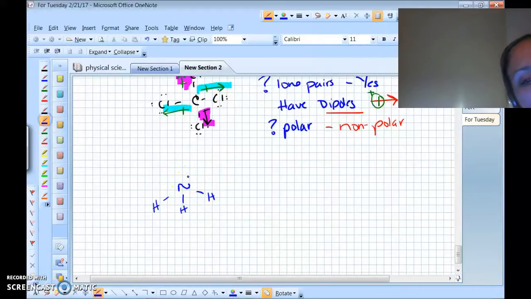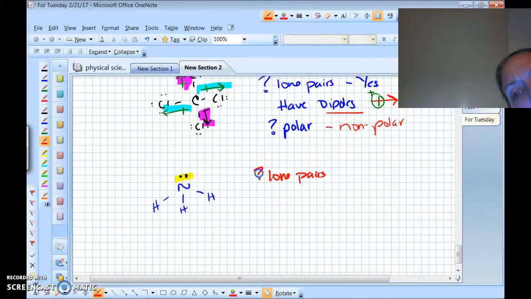There we go. NH3, right here. Okay, do I have lone pairs? Yes, I do. That means I have a dipole. So lone pairs, yes. Therefore, I have a dipole.